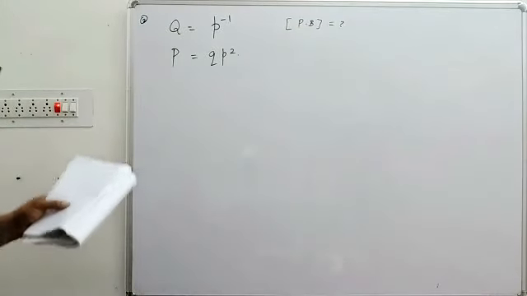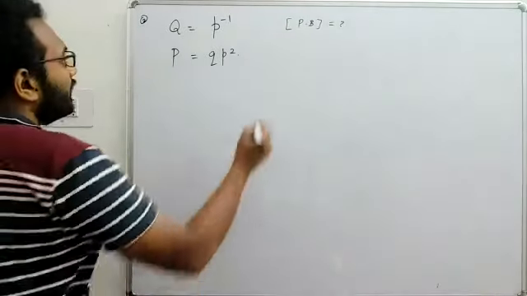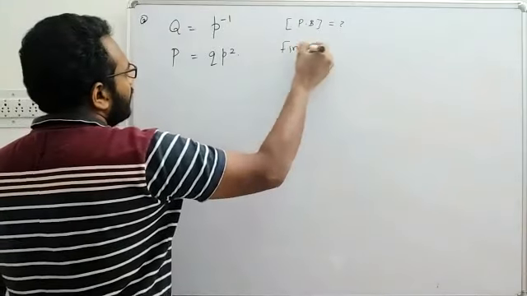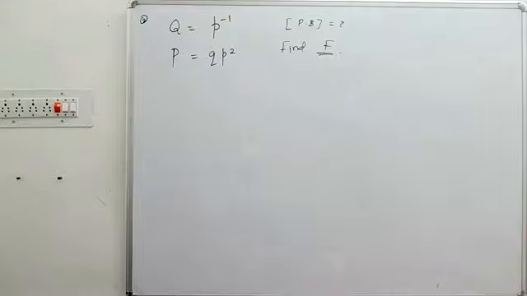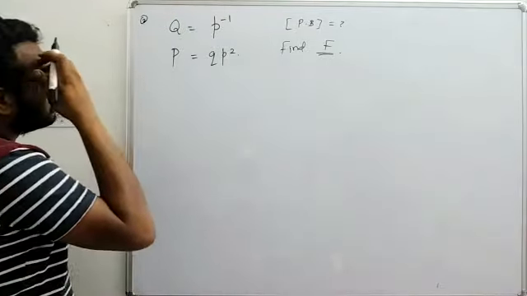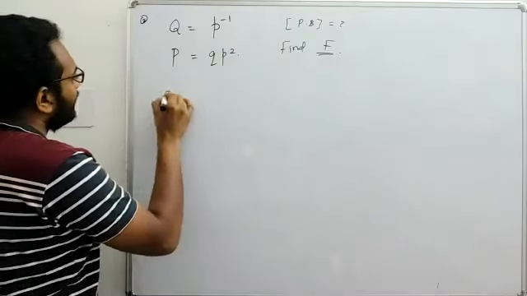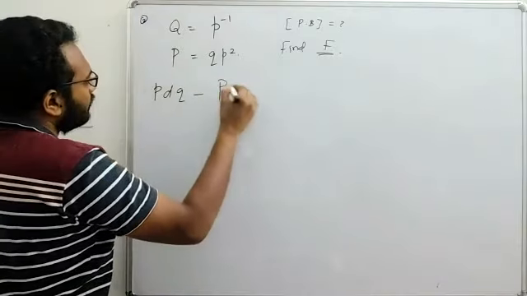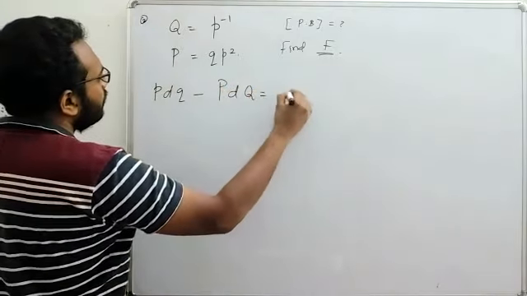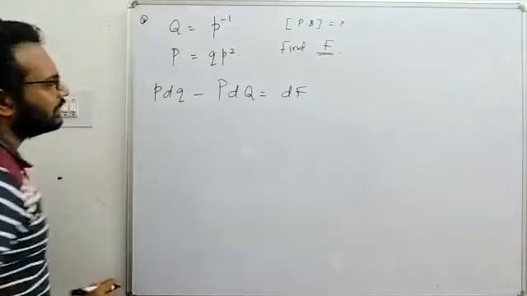But in this question, they have also asked us to find the generating function. We find F. So it's better to use the other formulation. It's also good to practice this. So we know this condition: P dQ minus p dq is equal to dF. Okay, this is the condition.